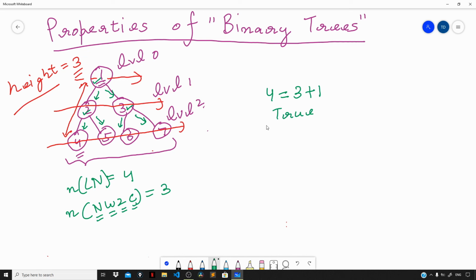So this was all about the video where we discussed what trees are. Then we discussed binary trees and their properties. So in the next video, let us discuss different types of binary trees.